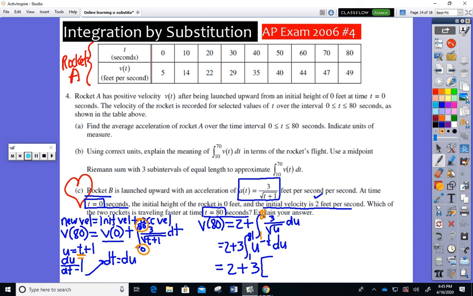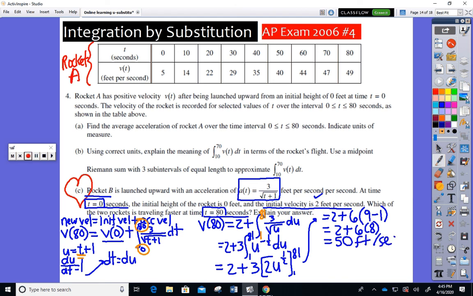So when I add 1 to negative 1/2, I get u to the 1/2. Divide 1 by 1/2 and get 2. From 1 to 81. So that's going to give me 2 plus 6, and then I've got to say 81 to the 1/2, which is 9, minus 1 to the 1/2, which is 1. So that's 2 plus 6 times 8. So that's going to give me 50. What is it? 50 feet per second. And I saw that here because the initial velocity was in feet per second as well.